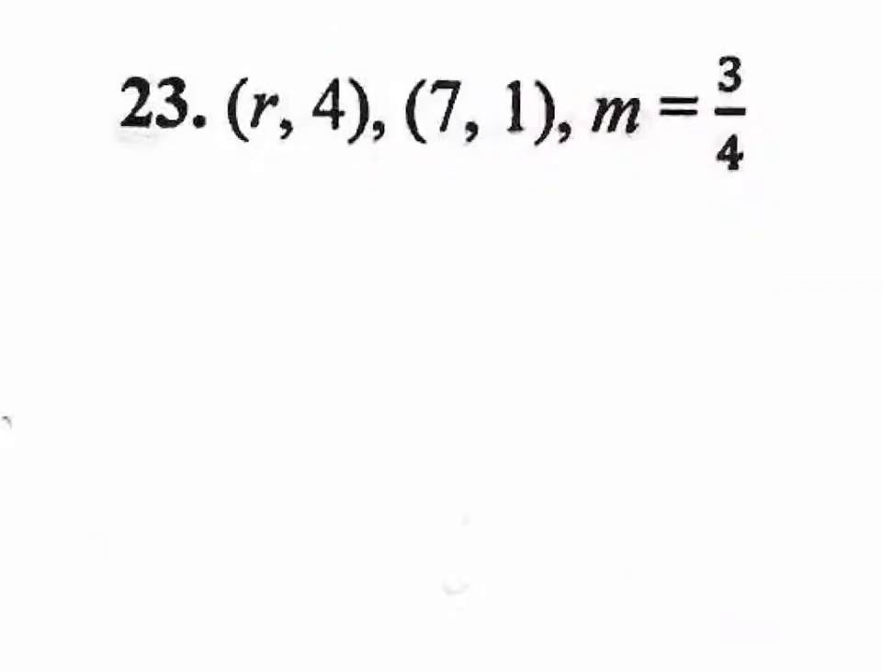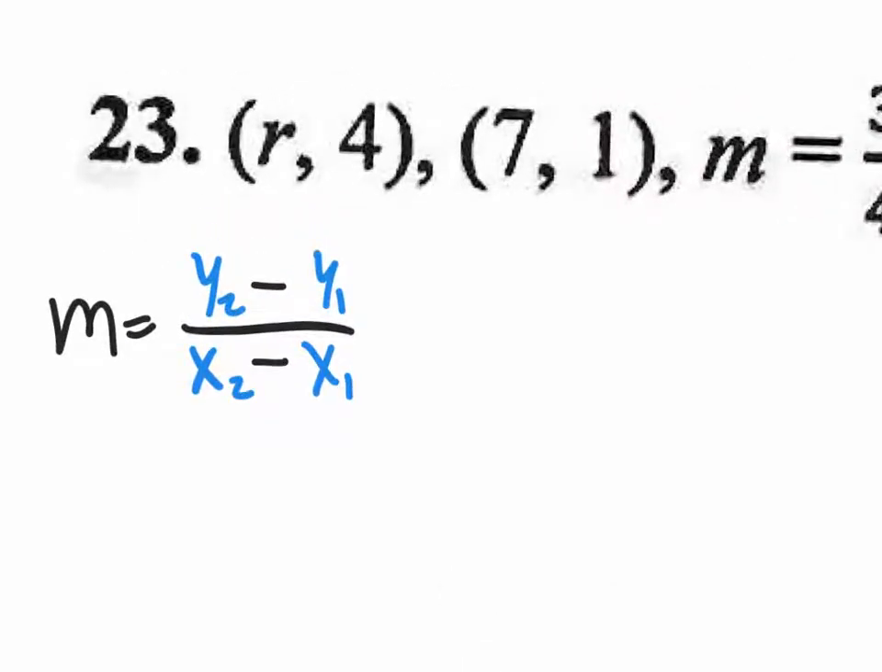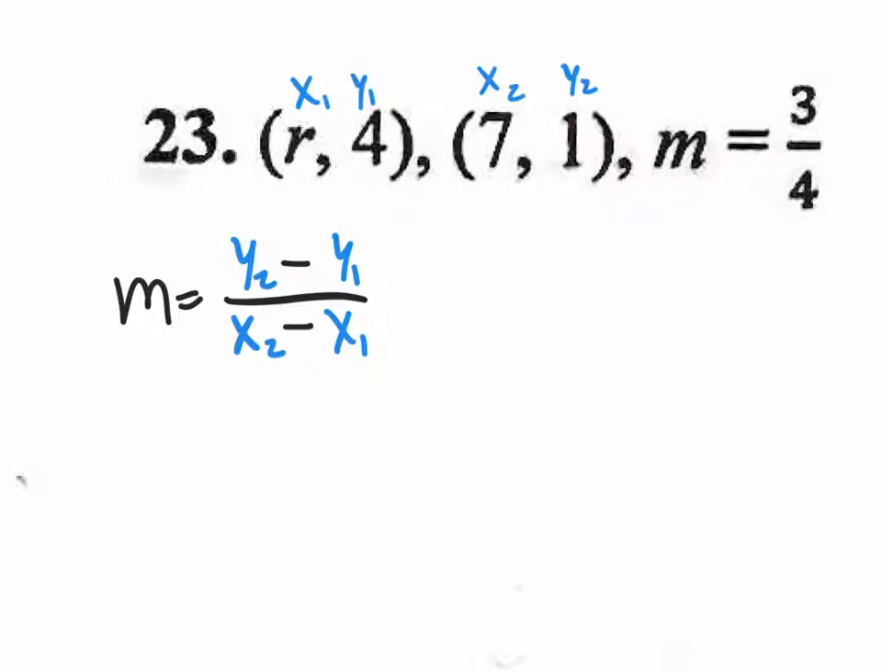Okay, so let's check out 23. Once again, we're going to write down our slope formula. There's the slope formula. After you write down your slope formula, you're going to label your coordinates. So you have x1, y1, x2, y2. And then after that, it's just a question of plugging everything in.